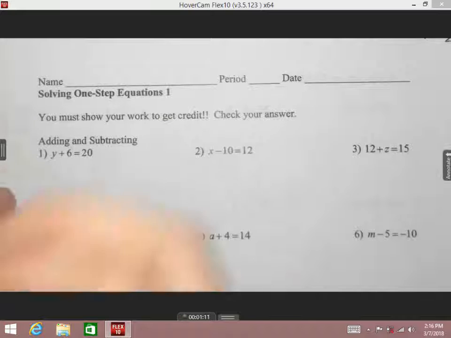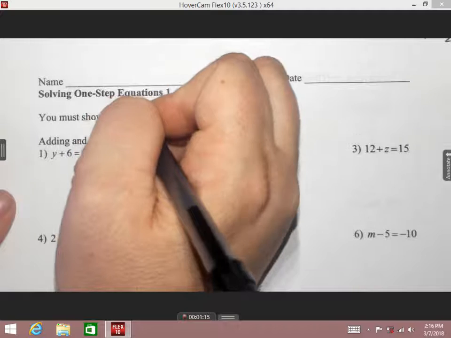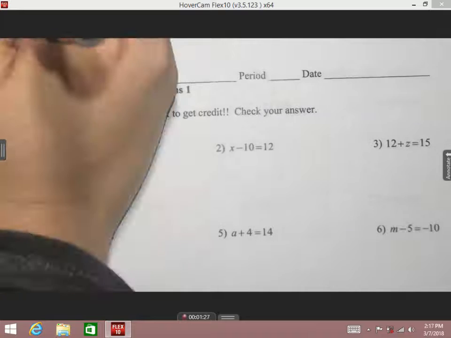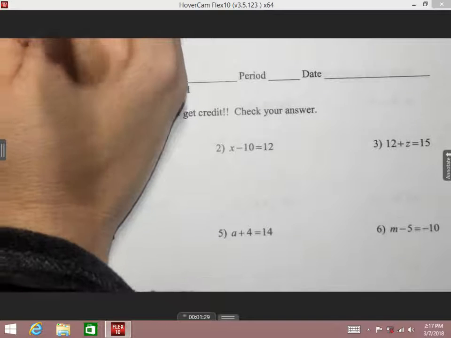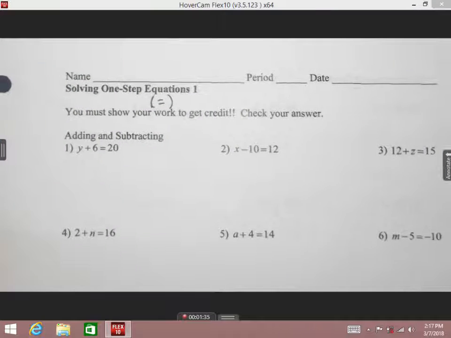When we're solving these one-step equations, please remember an equation has to have an equal sign. Guys, the most important thing about an equation is the equal. Well, not the most, but it's really important. When we're solving these one-step equations, we have one goal in mind. So at the top, if you will write what our goal is, we're going to write it together.